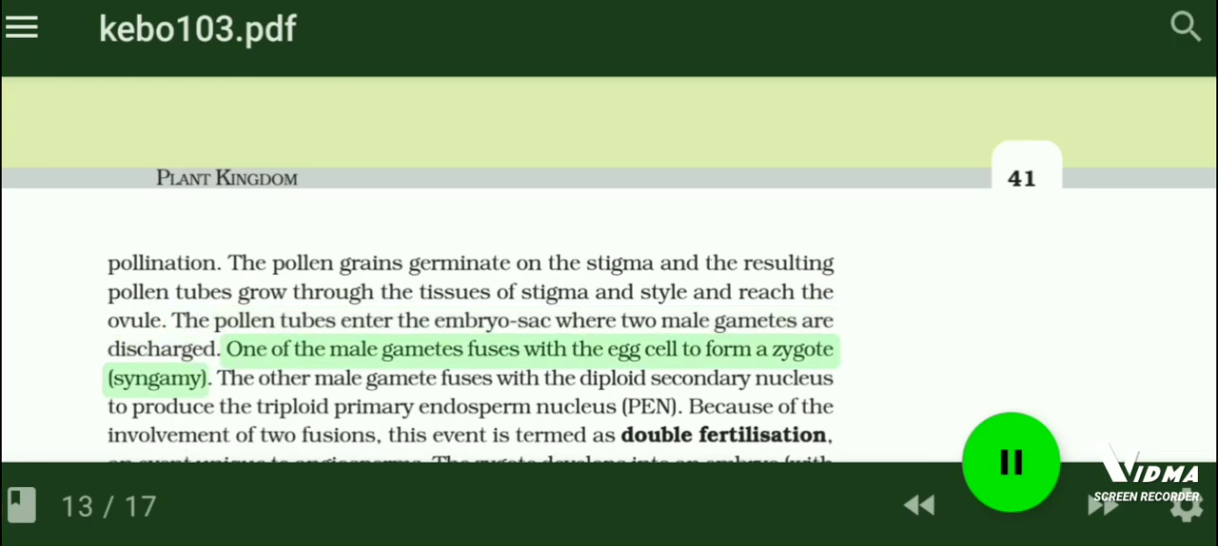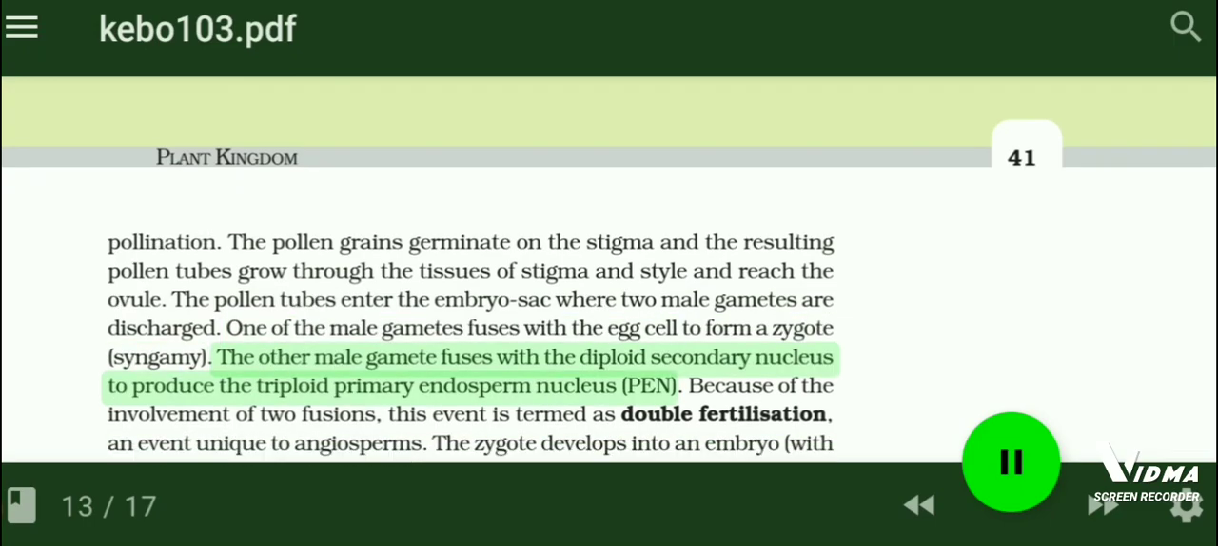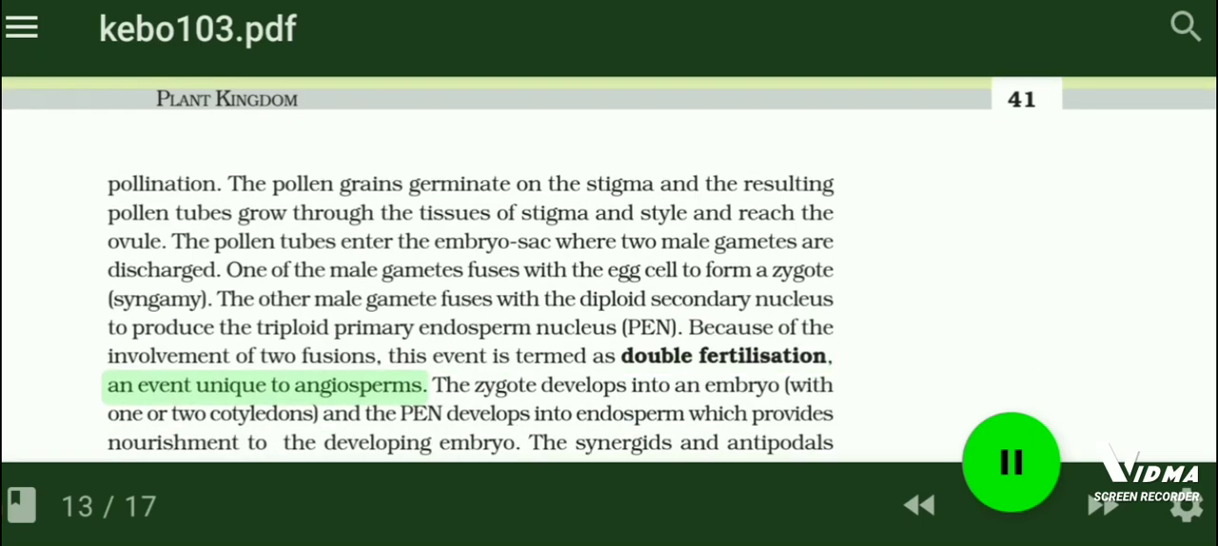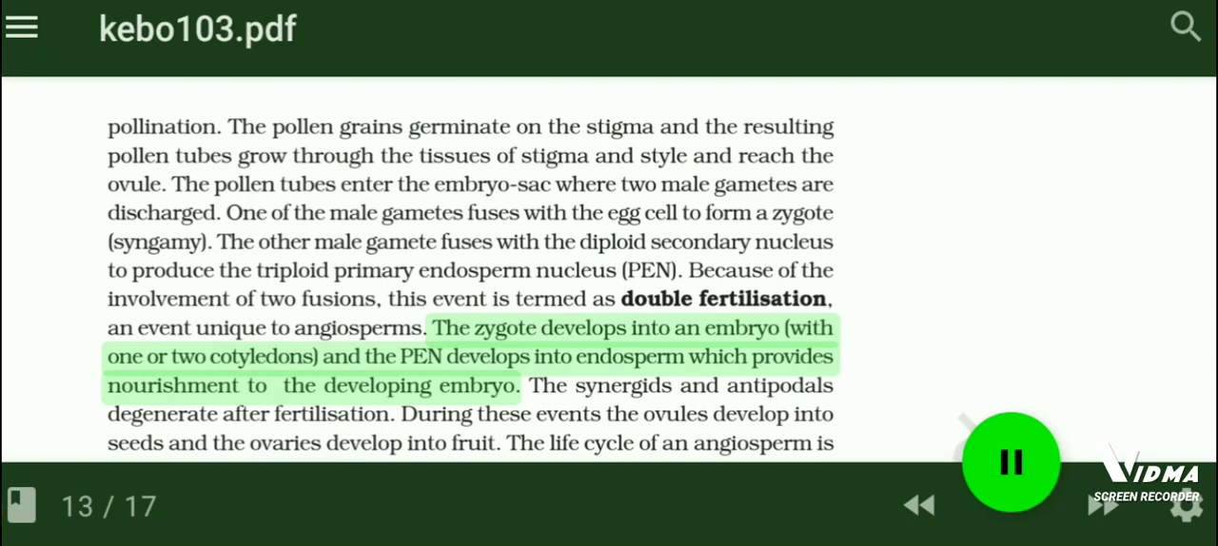Pollen grains, after dispersal from the anthers, are carried by wind or various other agencies to the stigma of a pistil. This is termed as pollination. The pollen grains germinate on the stigma and the resulting pollen tubes grow through the tissues of stigma and style and reach the ovule. The pollen tubes enter the embryo sac where 2 male gametes are discharged.